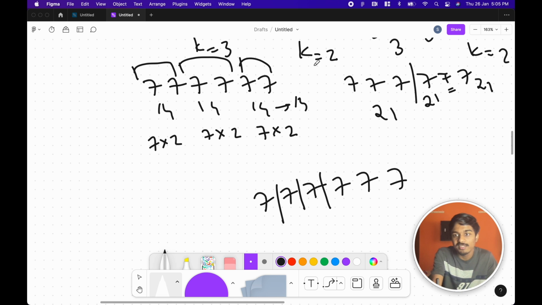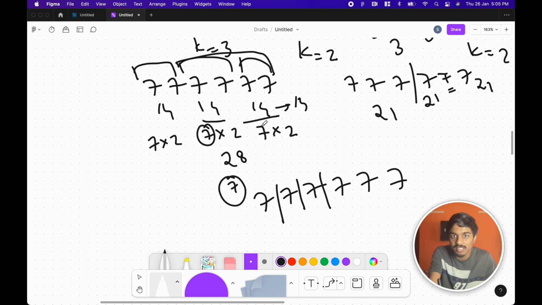So what if I say that instead of k equal to 3, can I make k equal to 2 always? That is correct, because if I came to know that 7 is the common factor for 2 subsegments, I can merge these together, right? If I merge these together, what is this? 14 and 14, that is 28. Still 7 is a factor here. I am not destroying this 7 anywhere. Even if I merge this, 7 will be the common factor.